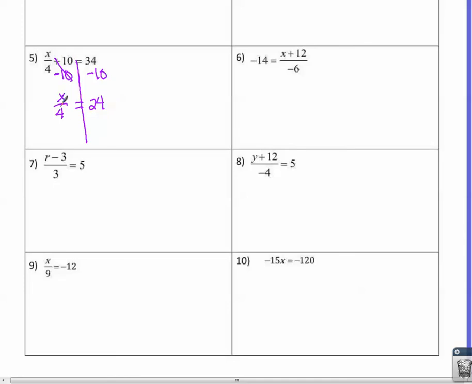Now you have an x divided by 4, because remember, a fraction bar represents division. So I'm going to take the inverse operation, which is multiplication. So I'm going to multiply each side by 4. So you get x equals 96. Circle your answer. Even though there's no check step written for you over here, you still need to check your answer.